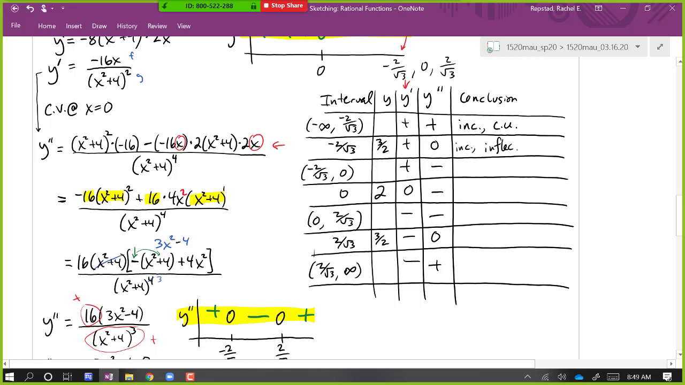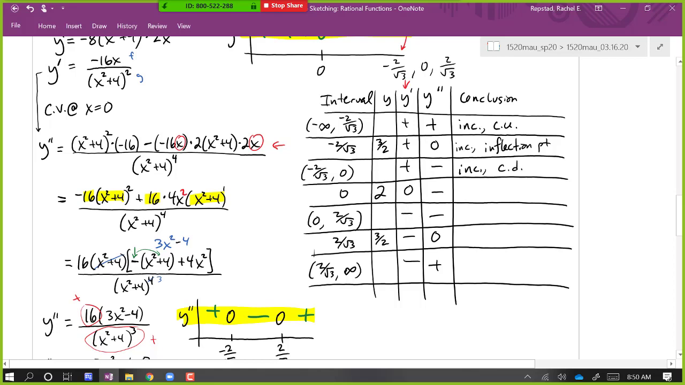The second derivative is not only 0 there, but we could see that the sign changes. It's going to switch from concave up to concave down. So in this next row, it's concave down. We could see the y prime is positive, so that means it's also increasing.